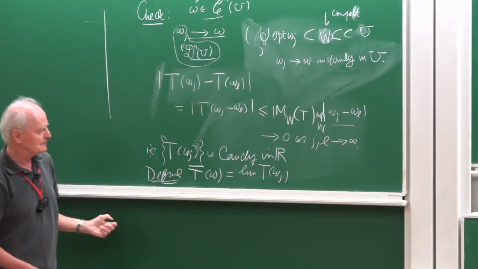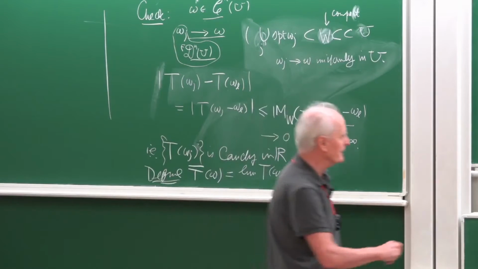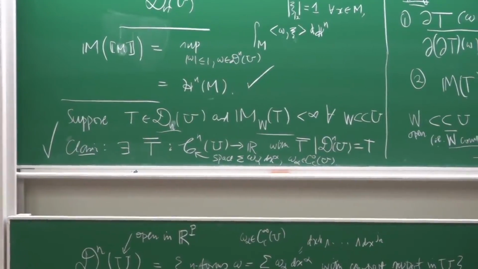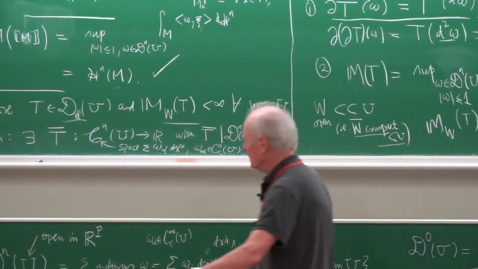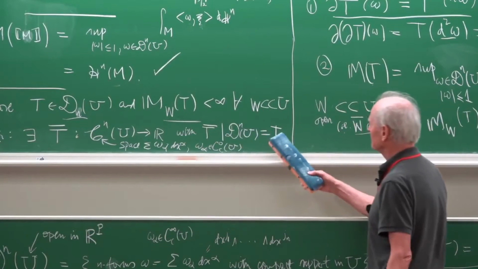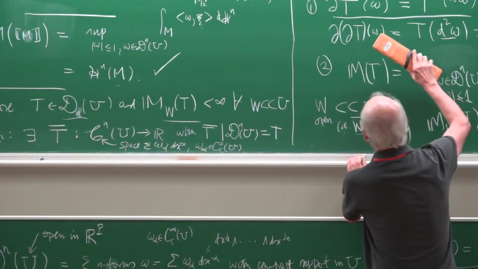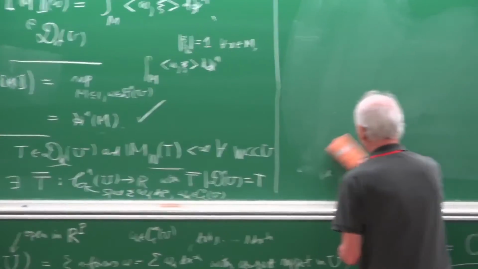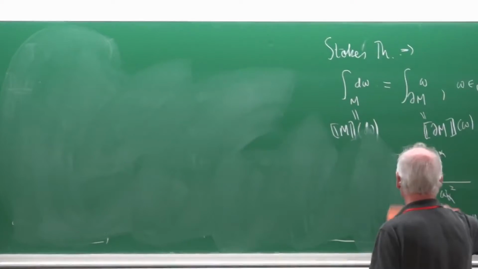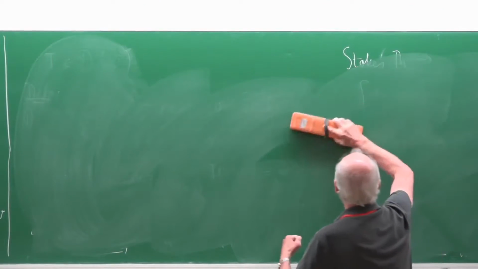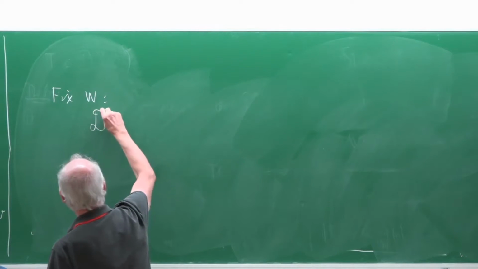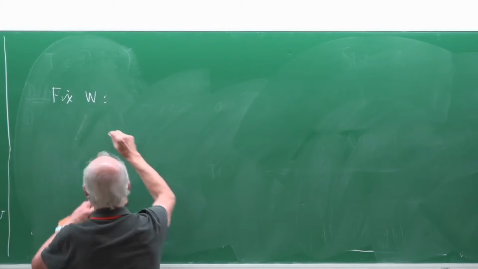So you can certainly extend in this space. So T bar restricted to the smooth forms is the original T. Okay, that's good. And then we can just fix the supports. Fix W and look at C^n_W.